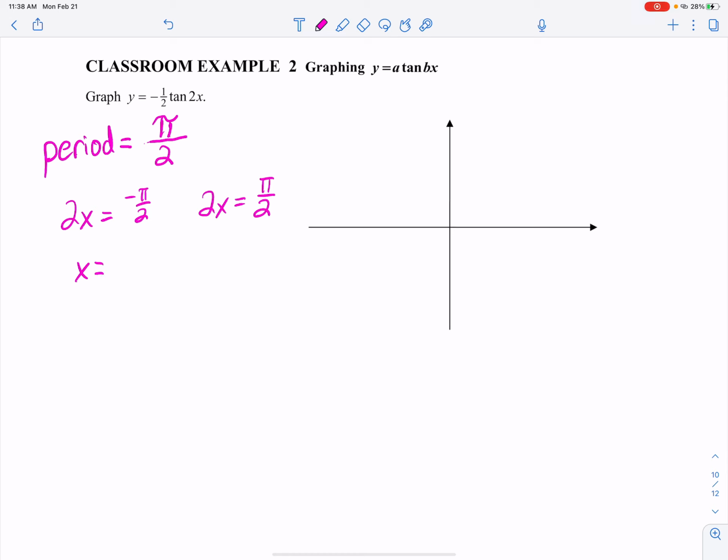So I got x equals negative pi over 4. I'm just cutting it in half, right? We're good at that now? And this is also pi over 4. So those are going to be my asymptotes. Negative pi over 4, and then pi over 4. I split my interval up. I know there's a 0, 0 in the middle. And then what are the other two values?